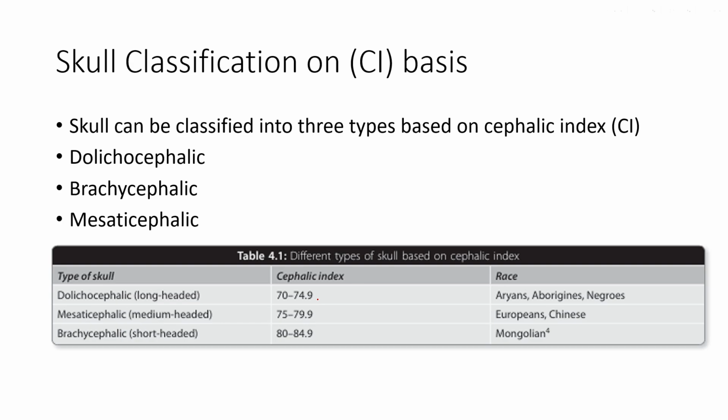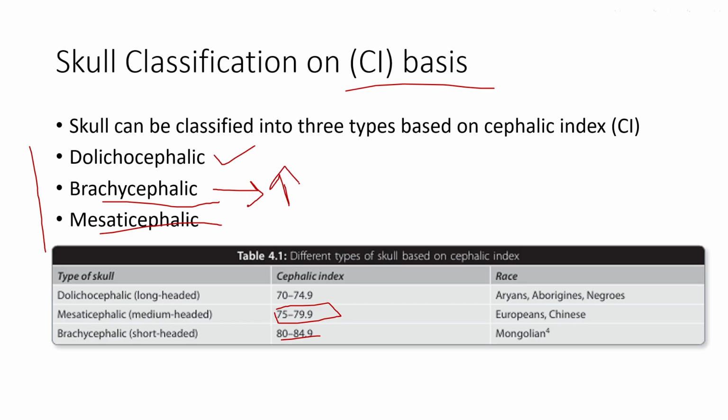According to this cephalic index, the skull has been classified into three different types. If the cephalic index is very small, we call that dolichocephalic. If the cephalic index is in between, we call that mesocephalic. And if the cephalic index is very large, we call that brachycephalic. The brachycephalic are short-headed, and their cephalic index will be maximum. Mesocephalic are medium-headed, and their cephalic index will be medium as well.